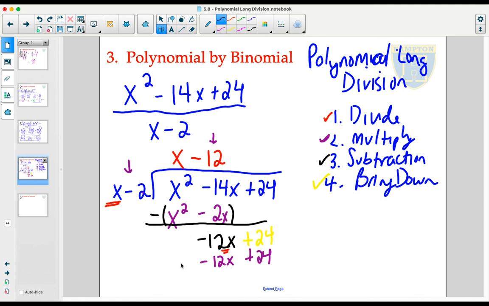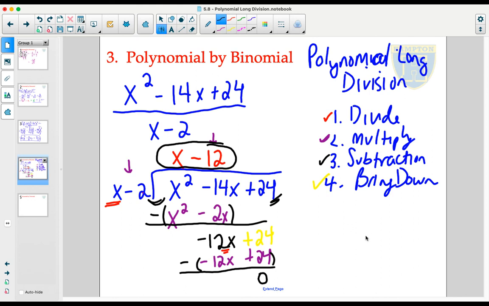I'm going to subtract that as my next step. And I'm going to end up with 0 as the result. There's nothing else to bring down. I brought down the last term of the original polynomial. So our final result is the quotient from dividing those two polynomials, which is exactly what we expected when we looked at the factored form.